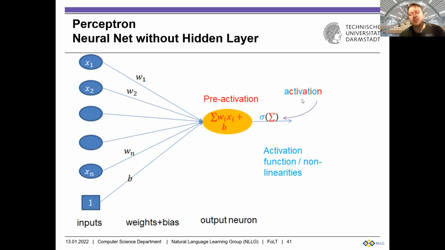So originally the activation was a threshold function, 0, 1 or 0 and minus 1. And the idea was if this weighted sum here, that's a pre-activation, exceeds a certain threshold, let's say 0, it's bigger than 0, then the neuron fires, it's activated, it's on, otherwise it's off. If the weighted input is too small, then there's no activation.